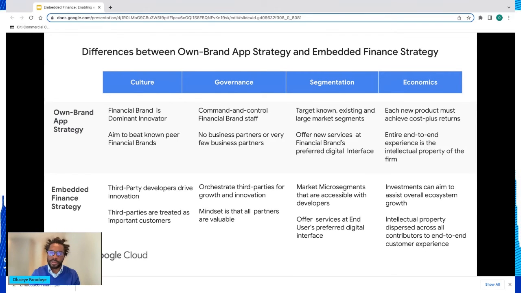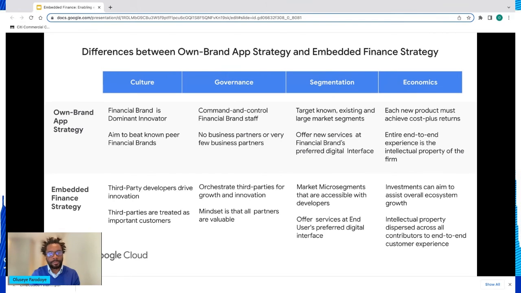The governance changes from no business partners or very few business partners, or business partners that are tied into long-running contracts and establishments, to orchestrating third parties for growth and monetization, and changing the mindset that all partners are valuable. And that's why if you look at the typical developer programs, you start to see the support for independent developers, small and medium businesses, to the very, very large brands.